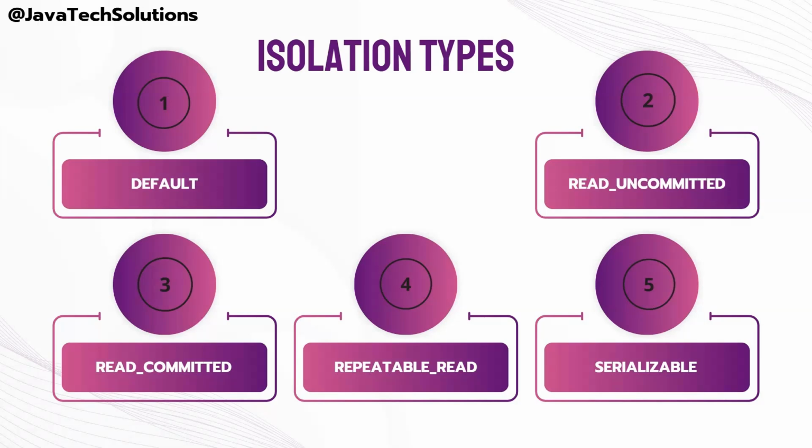Read committed means it prevents dirty reads, only committed data is visible, right? So this means it will give us the proper data. Repeatable read means it prevents dirty reads and non-repeatable reads. It ensures consistent data during a transaction, right? And serializable means it fully locks data for the transaction. It prevents dirty reads, non-repeatable reads, and phantom reads.